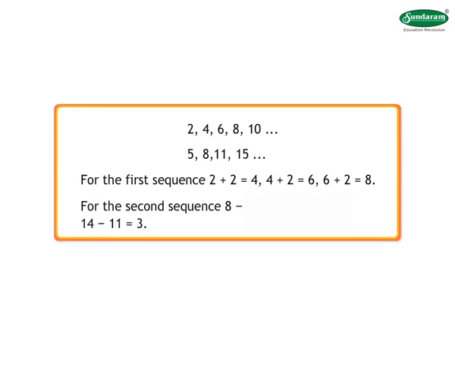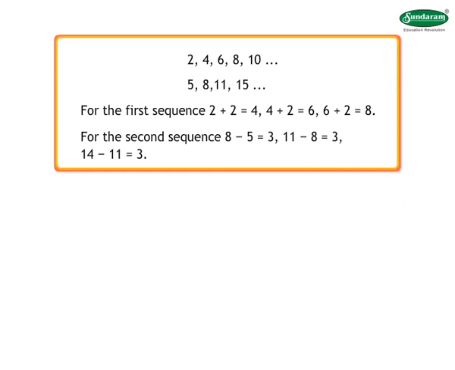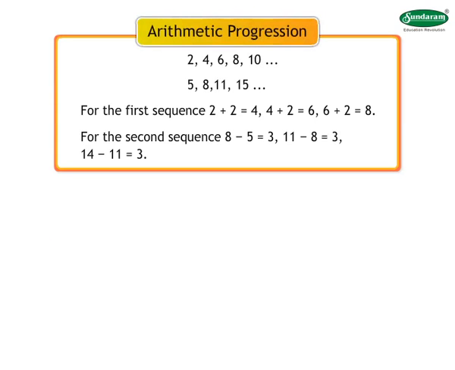For the second sequence, 8 minus 5 is equal to 3. 11 minus 8 is equal to 3. 14 minus 11 is equal to 3. The difference between any two consecutive terms is the same. Such a type of sequence is called an arithmetic progression.